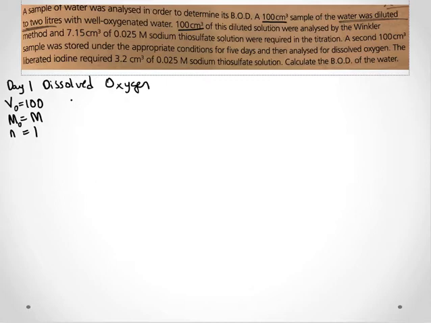So now let's look at our reducing agent. The volume of the thiosulfate that was added on this particular day is 7.15 centimetres cubed, and the molarity of your reducing agent is 0.025 molar, and then N for this particular one is 4, because when you trace through all of those equations, you end up with 1 oxygen reacting with every 4 thiosulfates. Now let's fill in our V1M1N1 is equal to V2M2 over N2.